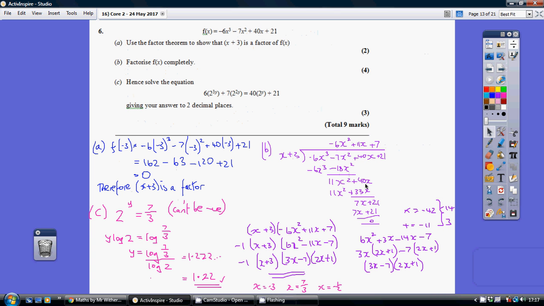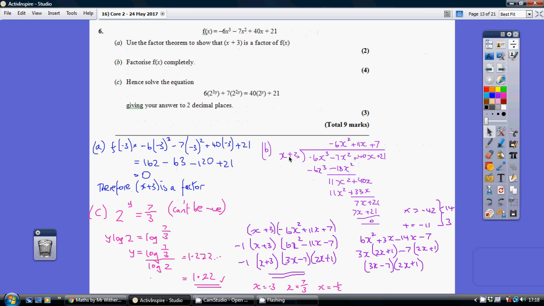We then move on to our second cycle. x times what gives us the 11x squared? That's the 11x. So 11x times the x and 11x times the 3 gives us our 33x. 40 take away 33x is 7x, and draw down the plus 21. And then our third cycle, we say to ourselves, x times what gives us our 7x? That's our plus 7. So it's 7x plus 21, and of course there's no remainder, which there mustn't be because obviously this was a factor.